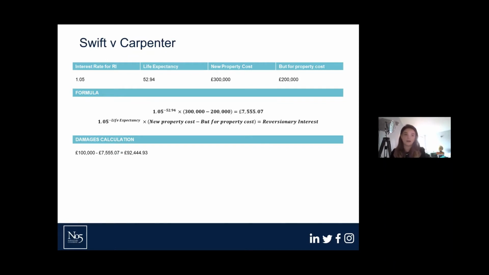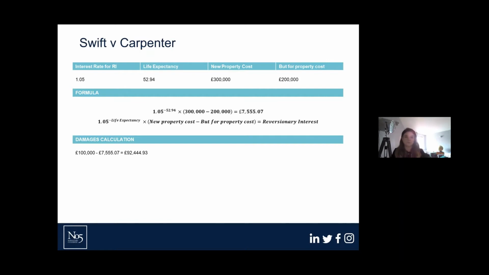And I must say, I'm reliant on Excel spreadsheets often, but this is a formula actually that is incredibly simple to do. And I'm told, I don't have an iPhone, but I'm told you can very easily do it on an iPhone. You can certainly very easily do it on a calculator. The only expert evidence that's really needed is the cost of the new property. And then you're doing 1.05 to the power of minus life expectancy times by the new property cost minus the but-for property cost. And that gives you there the reversionary interest.